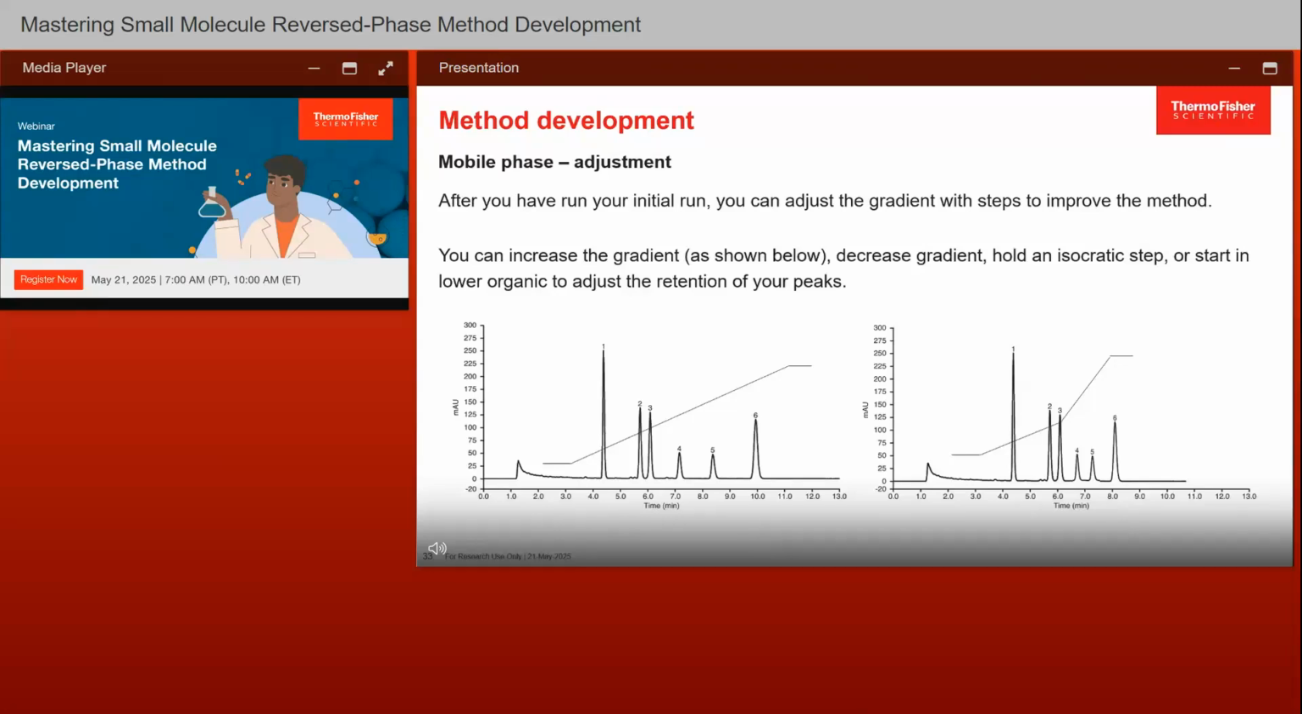In this example here, the gradient was modified to pull in the last 3 peaks to shorten the run time. This was done by simply adjusting the steepness of the gradient over those 3 peaks, and we were able to pull the retention time from 10 minutes to 8 minutes, while still maintaining the resolution between those 3 peaks, and we also improved peak shape. So you can clearly see that when you're doing method development, exploring different parameters within your mobile phase conditions and also the gradient conditions can have a big impact on your retention time and also the resolution of your analyte.